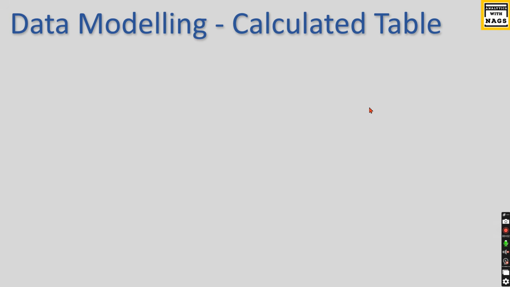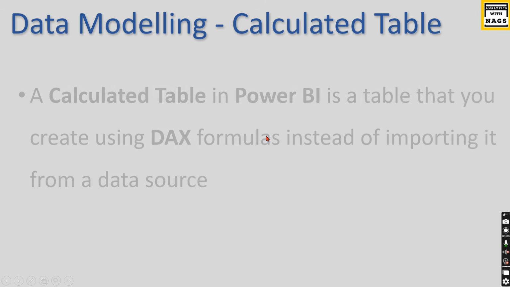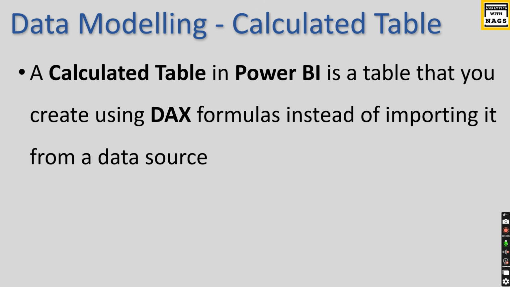In this section, we're going to see about a calculated table in Power BI. Let's say a calculated table in Power BI is a table that you create using a DAX formula instead of importing it from the data source. So any derived table, we can call it in technical terms, is called a calculated table, and again you need to write a DAX for it to create it.